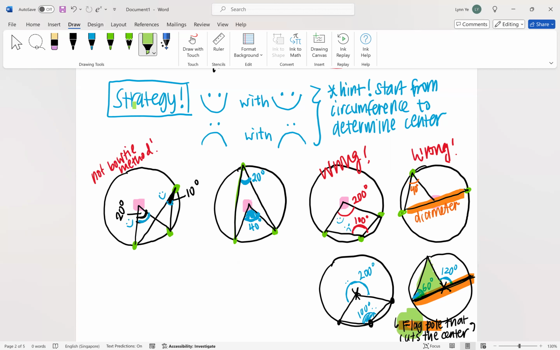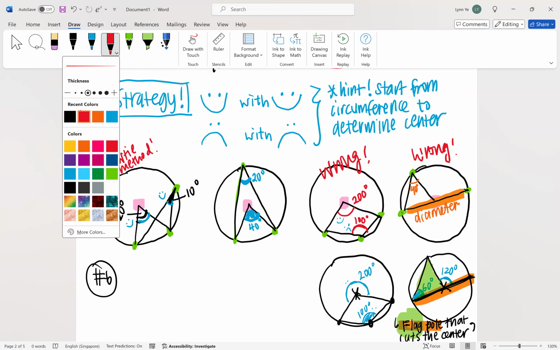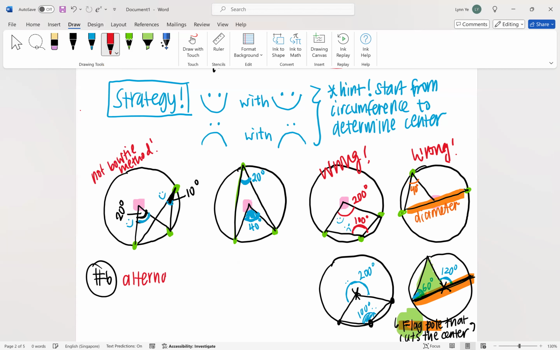I want to do number 6 with Hong Yun. So Hong Yun, this one, listen up. The rest, if you want to copy also, you can. Okay, so Hong Yun, this one is specifically for you because you need this for emath. So number 6, Hong Yun, is this reasoning that we call alternate segment theorem. So you need to memorize the alternate segment theorem. Okay, so what is the alternate segment theorem?